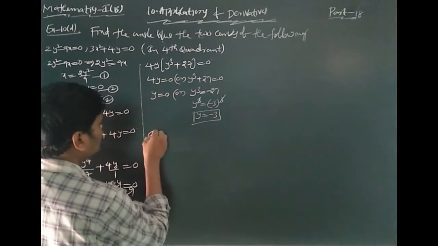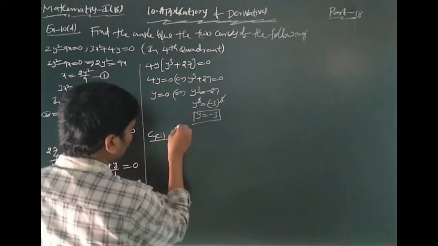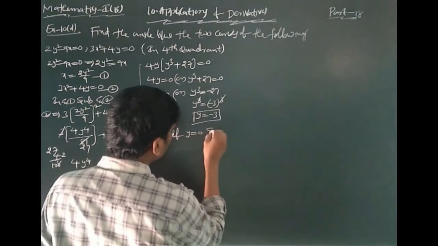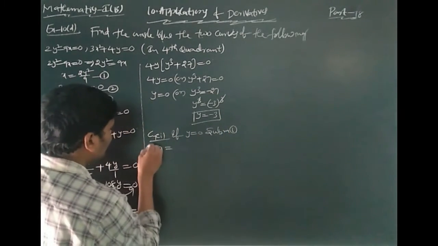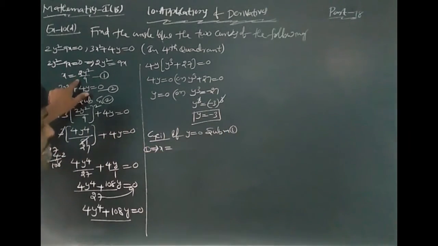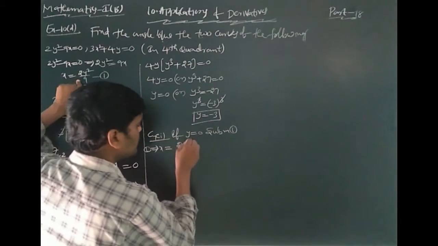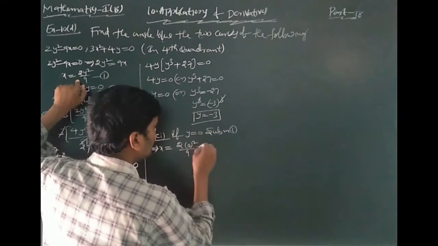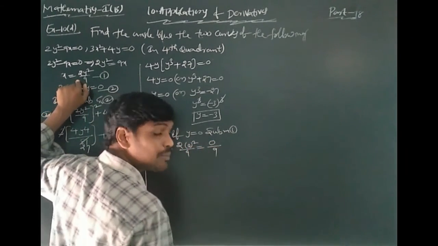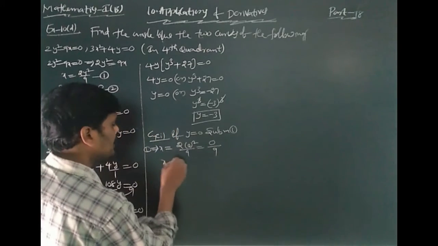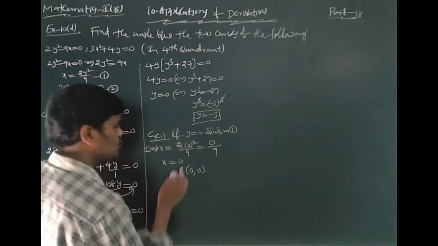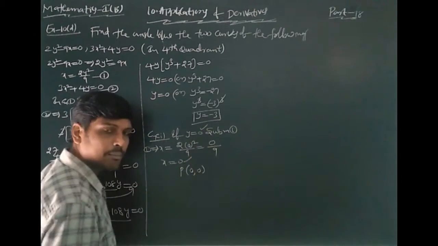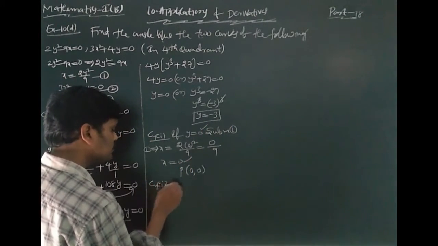Students, case 1: if y is equal to 0, substituting in equation 1, you get x is equal to 2 into 0 square by 9. 2 into 0 is nothing but 0, by 9. 0 by something is 0. Therefore the first point is 0 comma 0. Completed. Now go to case 2.